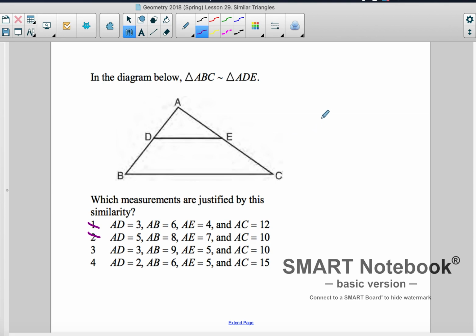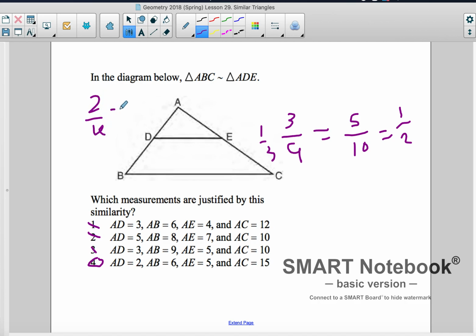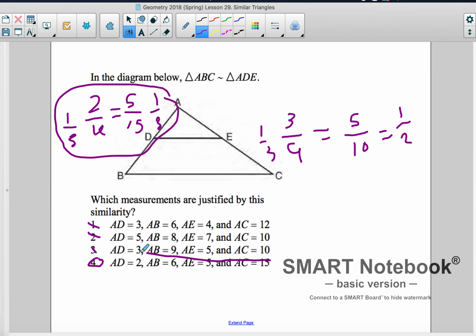All right, and then these are all the same sides, so I'm just going to test out 3 over 9. Is that the same thing as 5 over 10? Well, no again, because this is 1/3 and this is 1/2. So that doesn't work out. So it's got to be 4, right? Well, let's check it out. 2/6 should be equal to 5/15. And what's 2/6? Well, that's 1/3. What's 5/15? Well, that's also 1/3. So ding, ding, ding, we've got our winner. It's number 4 down here.